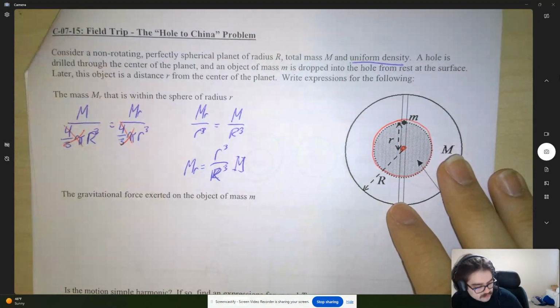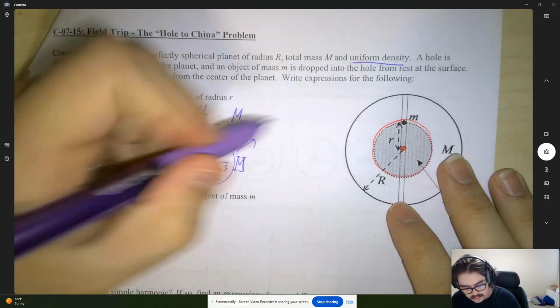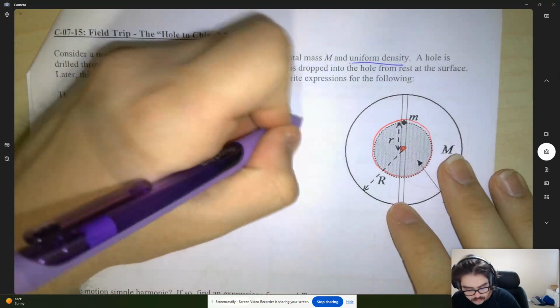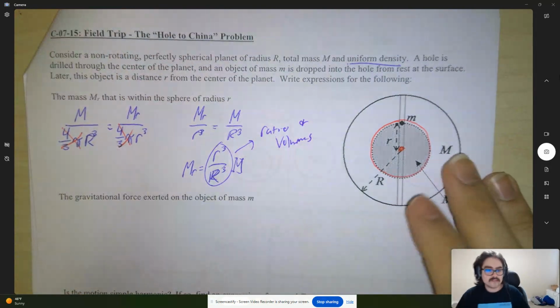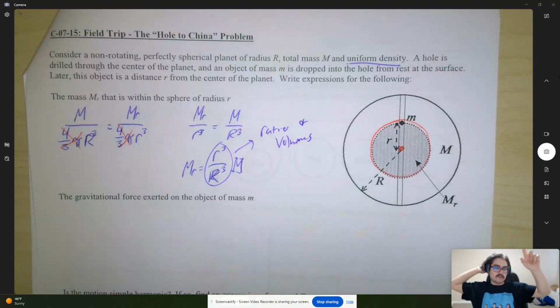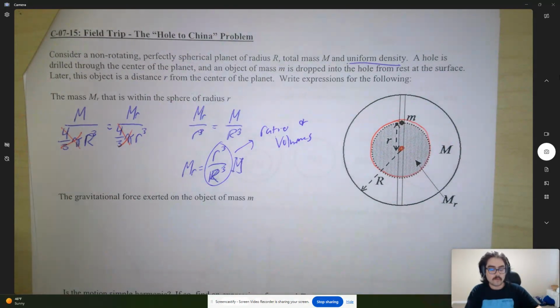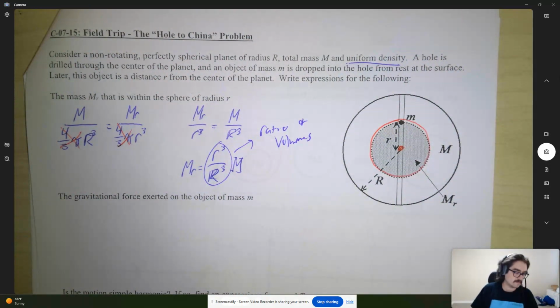And this part right here, r cubed over R cubed, is the same as the ratio of volumes. If you take the ratio of the volumes, 4/3 pi little r cubed over 4/3 pi big R cubed, you're going to see that the 4/3 pi cancel out on both of them, and you're left with exactly that.